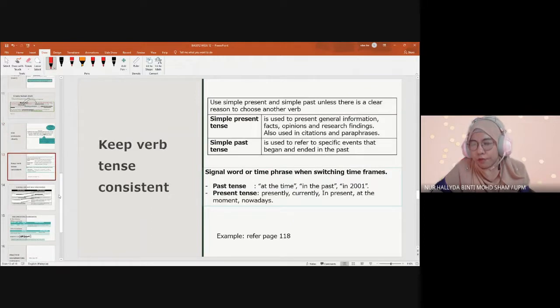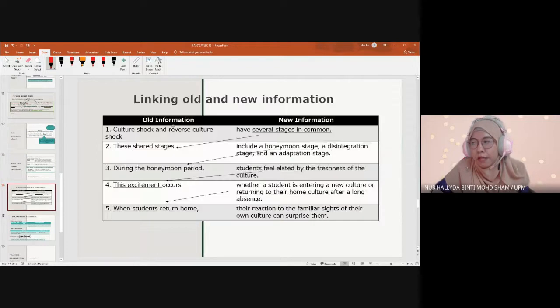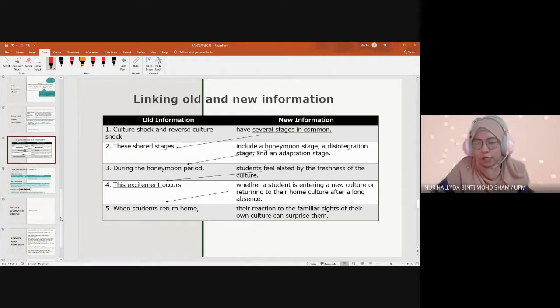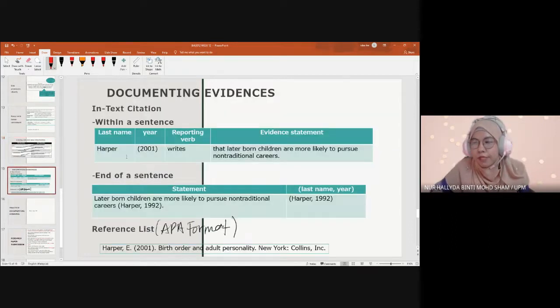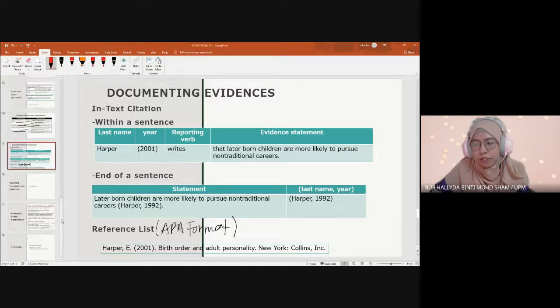Keep your verb tense consistent. Most of the time you will be using simple tenses, either present or past. Link old and new information for each sentence. To avoid getting stuck with ideas, always go back to the previous sentences or previous paragraph. And then lastly, how to document your evidence, either in-text or end-of-sentence type of citation.